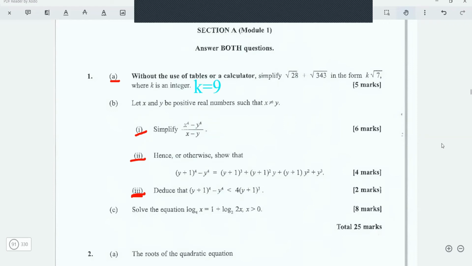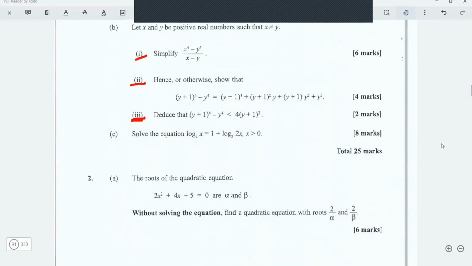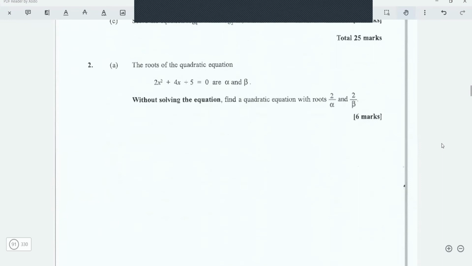Basically, algebra for 2009. All right, now here's a question that for some reason gave us trouble on the mock exam. It says find a quadratic equation whose roots are 2 over alpha and 2 over beta.